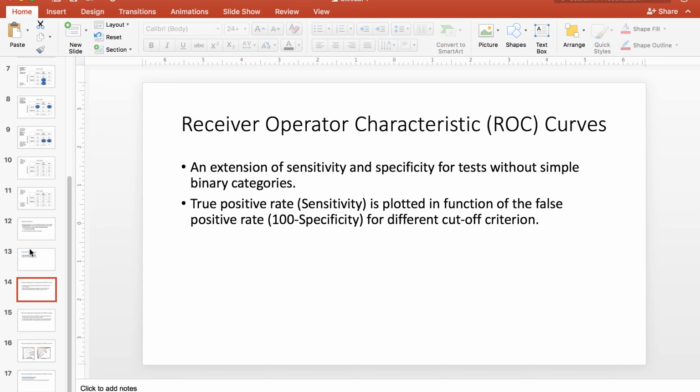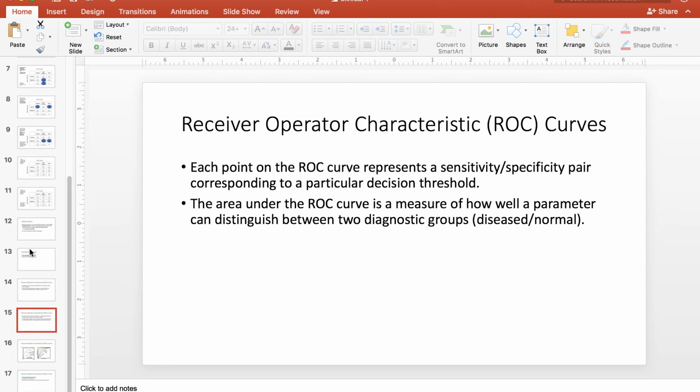Now, I say this is for non-binary categories because to be able to do this, you don't just have positive tests and negative tests. You end up having different positive and negative tests at different criterion levels. Okay. So each point on that curve represents a sensitivity specificity pair for a particular decision threshold.